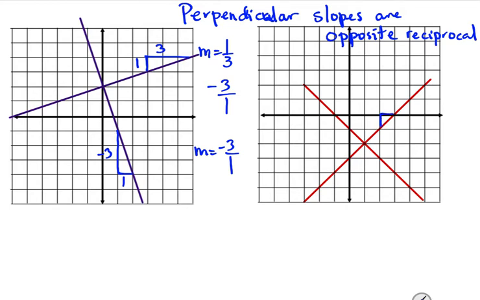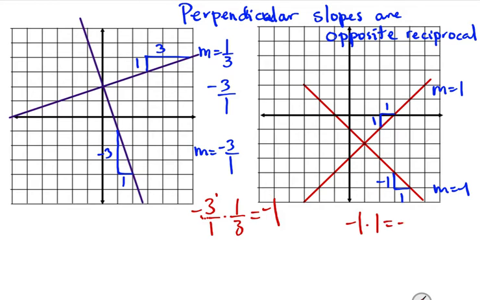On this one right here, up 1 over 1, the slope is 1. Here it's down 1 over 1, the slope is -1. 1 and -1 are opposite reciprocals. Another way you can think about opposite reciprocals, when multiplied together, always give -1. Here you can see -3 times 1/3 is -1. -1 times 1 is -1. Perpendicular slopes, when multiplied, always give -1.